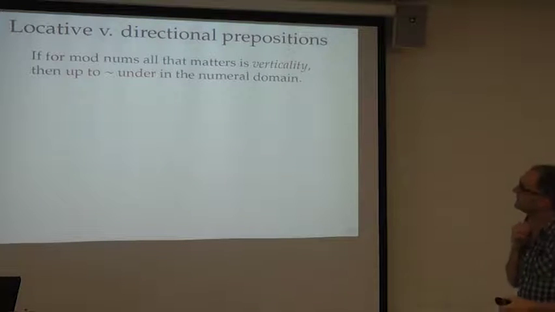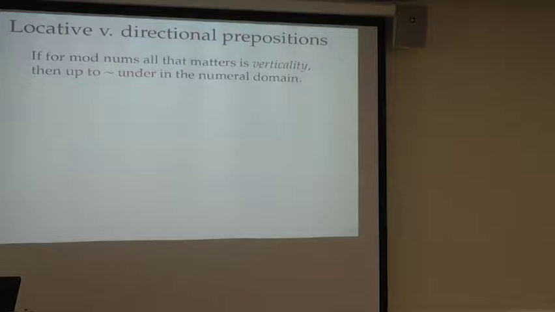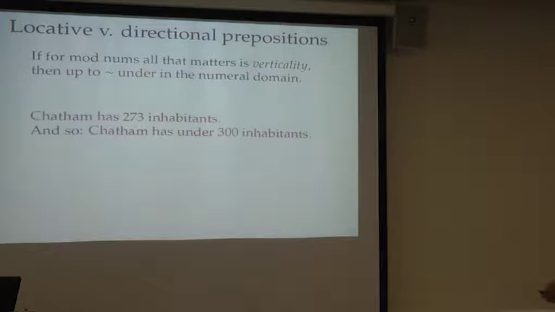Okay, so here's something we could try. If what matters for modified numerals is verticality, if you only need verticality to talk about modified numerals, then up to and under should sort of be similar to each other, right? So up to is sort of the directional version of under, yeah? In the numerical domain. But it actually appears that this isn't the case.